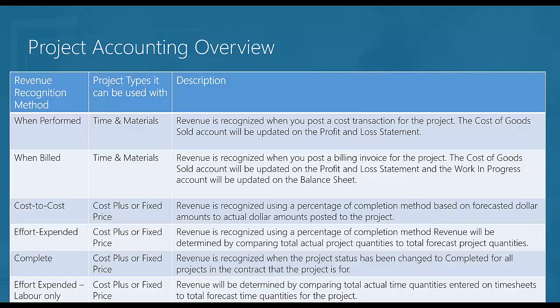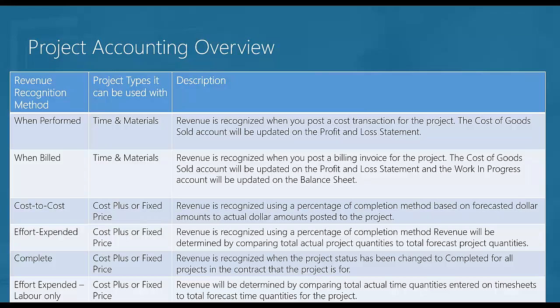But what you can see here in the table is the revenue recognition methods available. So there are 6 predominant revenue recognition components, and 2 of them are for time and materials projects. So a when performed is basically when you post a cost transaction for the project, whether it's labor or expenses. Cost of goods sold account is updated on your profit and loss statement, as well as your revenue and those respective expenses. So as the work is being done, revenue is being recognized.